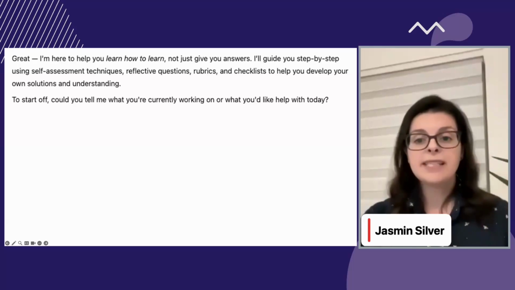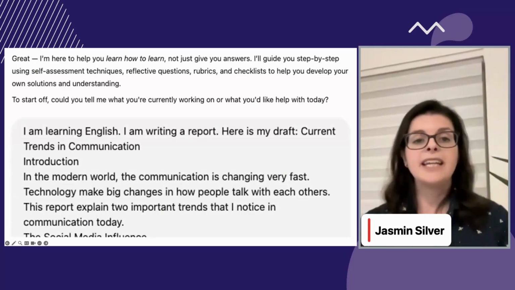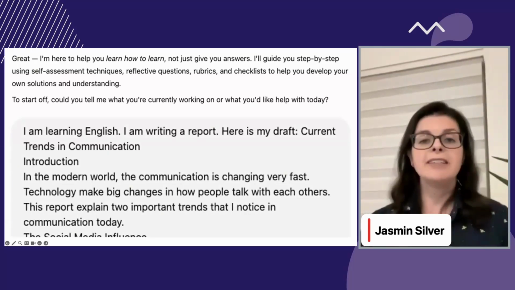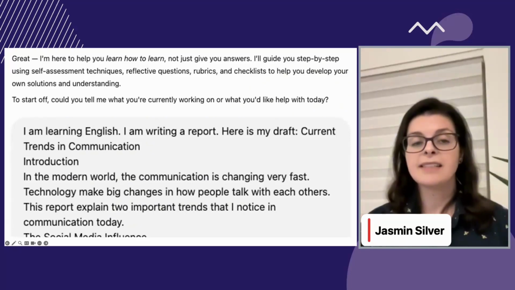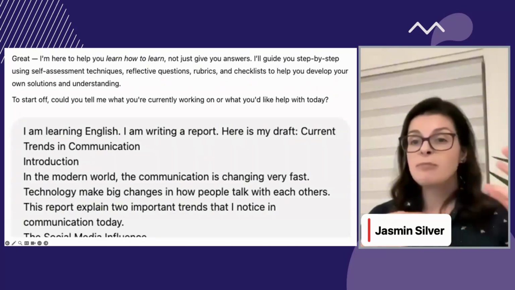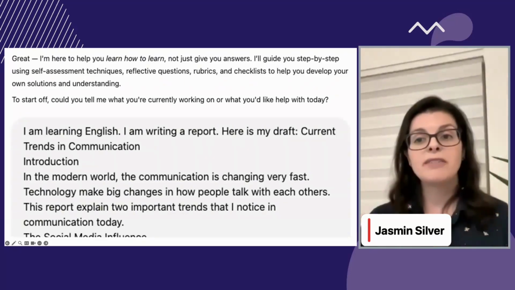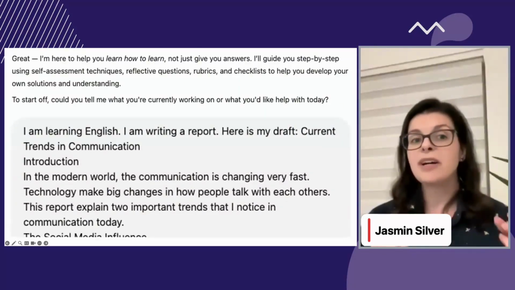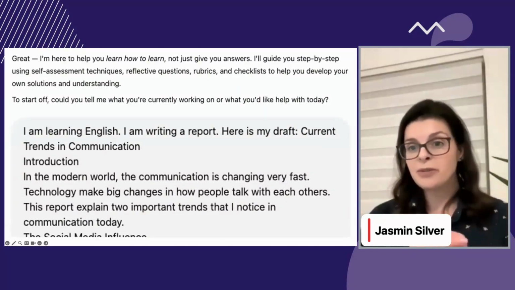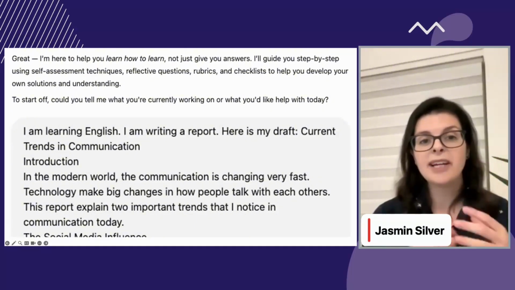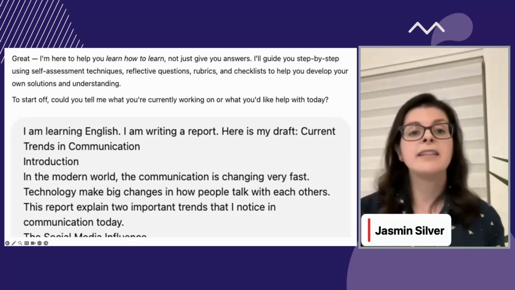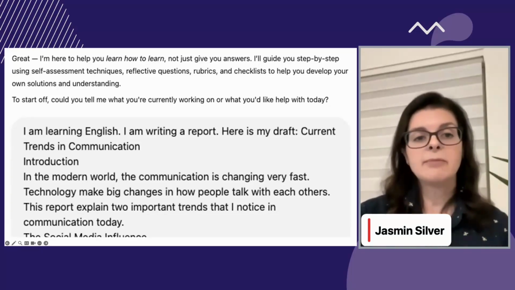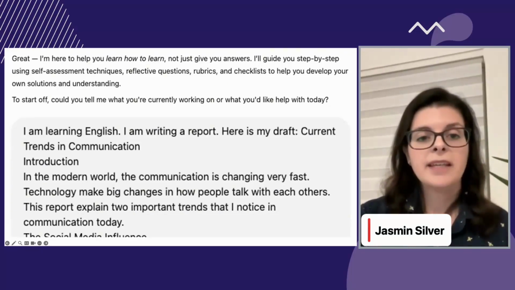So then I very simply said, I am learning English, I'm writing a report, here is my draft. And then I pasted the text right into the chatbot. I could have written more here, and maybe when you're working with your students, you might ask them to experiment a bit with what you write in there. I might have given more information, but I wanted to see what it did with just a basic couple of bits of information.